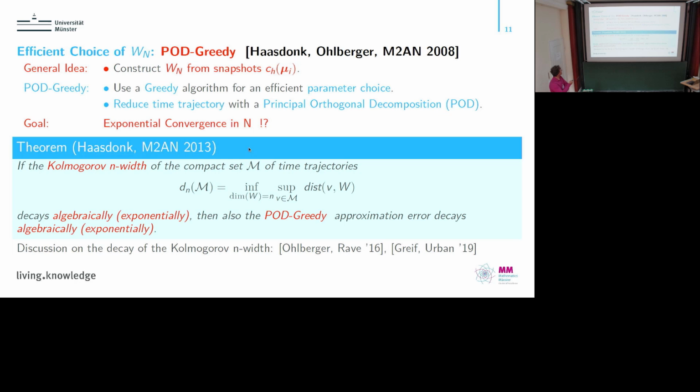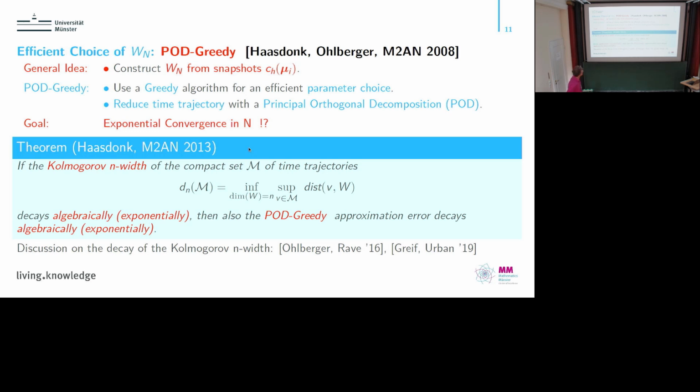What you can prove is that if this best error decays algebraically or exponentially, then the POD greedy will produce an n-dimensional space which gives you the same algebraic or exponential decay with the same algebraic or exponential rate. So it's a quasi-best approximation result.